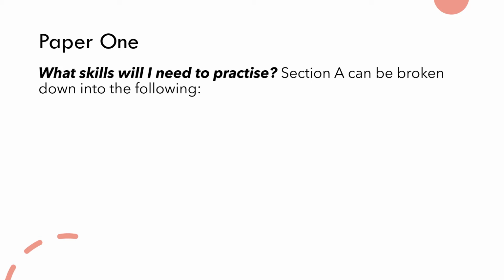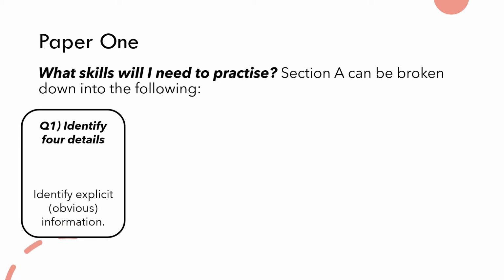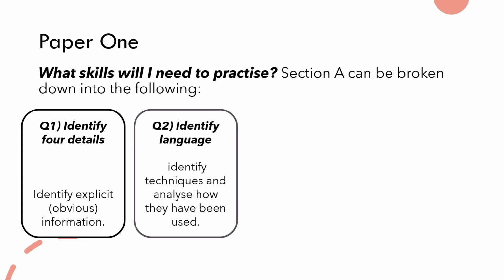Paper 1 is separated into 2 sections, Section A and Section B. Section A can be broken down into the 4 following questions. We did look at these a little bit on the previous slide, but now I'm going to tell you what kind of skills you need to be aware of and practice when you prepare for this exam. The main one with question 1 is identify explicit, which would mean obvious, pieces of information. These are things that should be fairly straightforward and easy for you to identify in the first part of the extract.